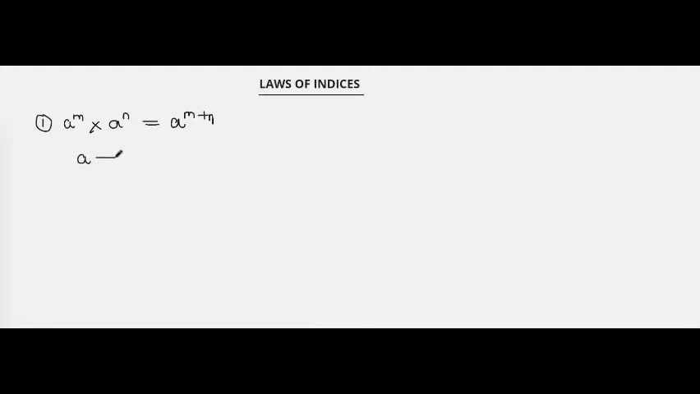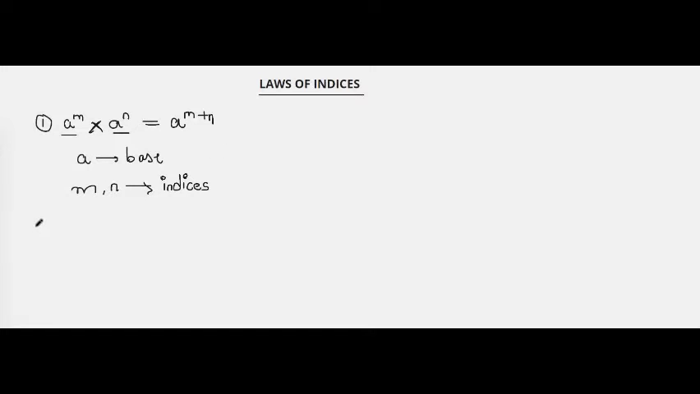Here a is called a base, and m and n are called the indices, the powers, or the exponents. These are all the names given to m and n. Now what happens here is we have to check whether the bases are same or not. So the bases are same, there is a product in between them. In this case we have to write the same base and the powers get added, that is m plus n.